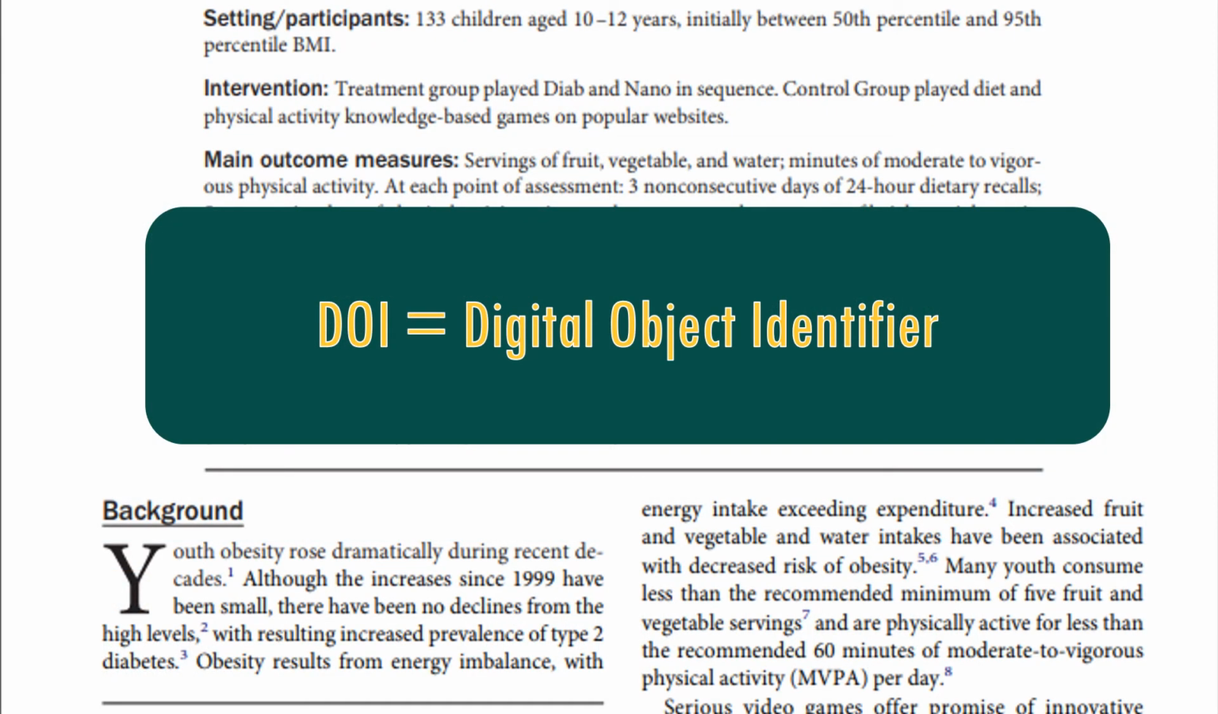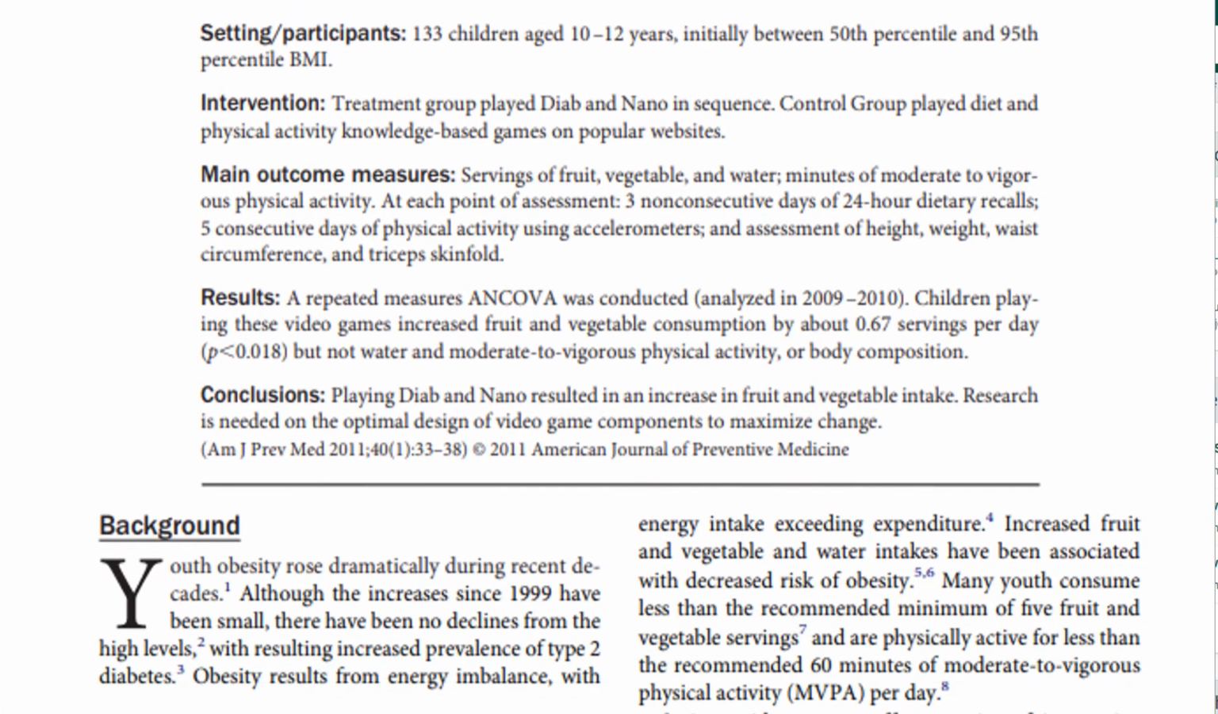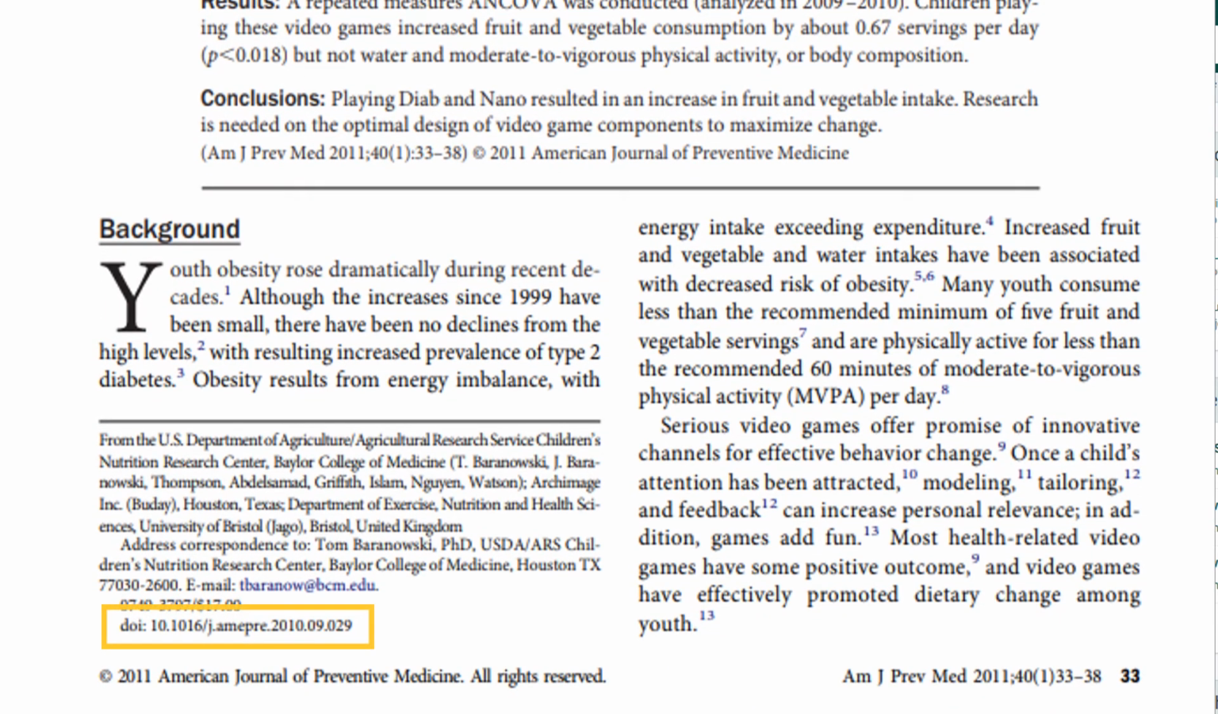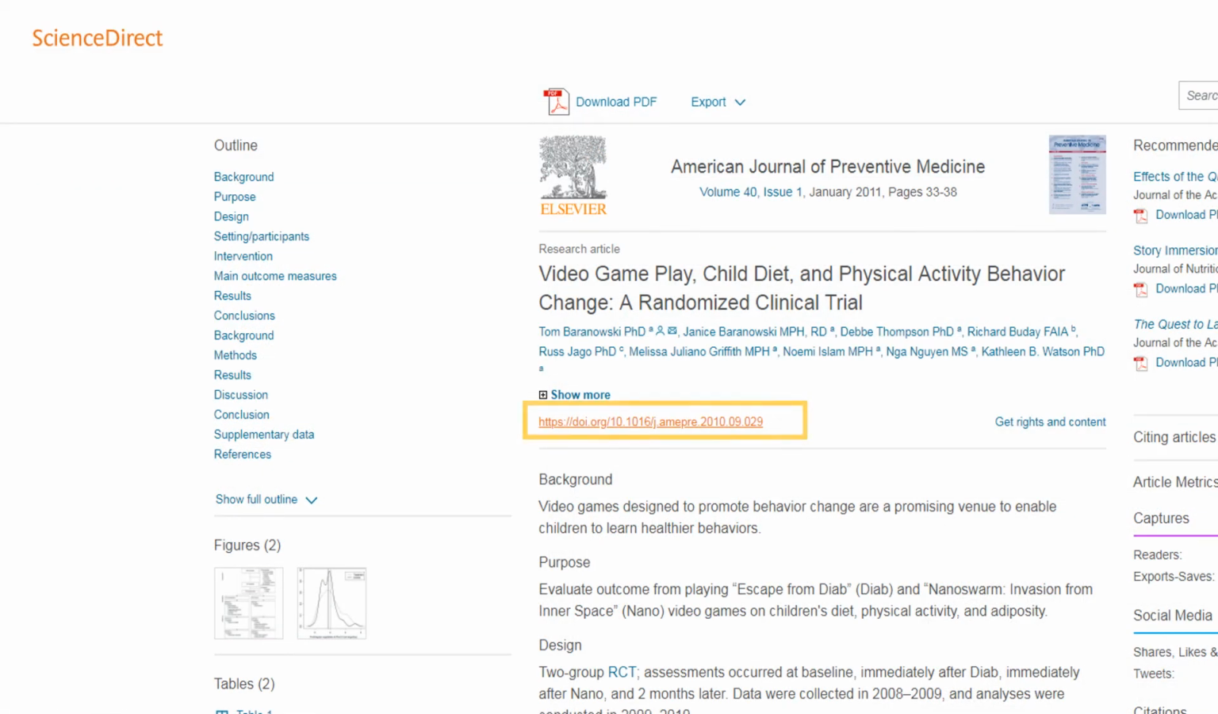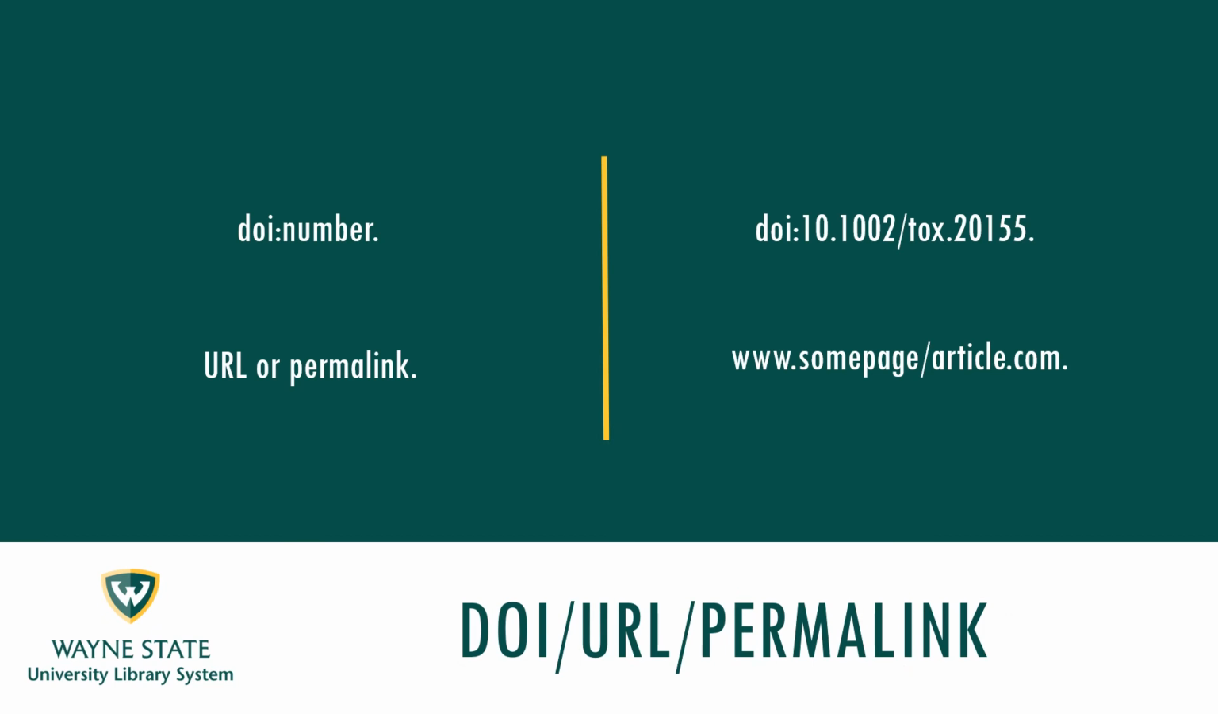What is a DOI? A DOI is a digital object identifier. It is a unique and stable link to published works, like a journal article or book chapter. You can usually find the DOI on the first page of an article or on the search results page in the database. DOI comes after the database title in lowercase letters, colon, followed by the number, period. If a DOI number is not available, you can use a URL or permalink instead.